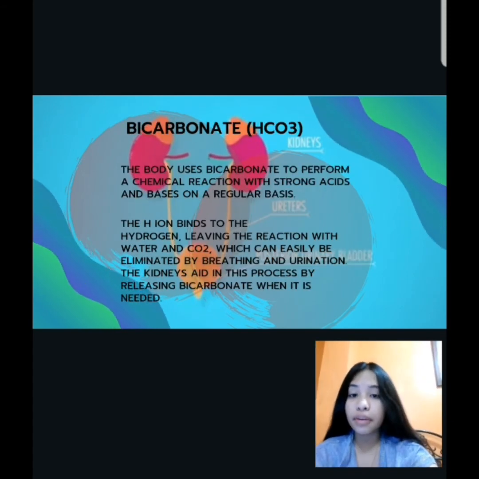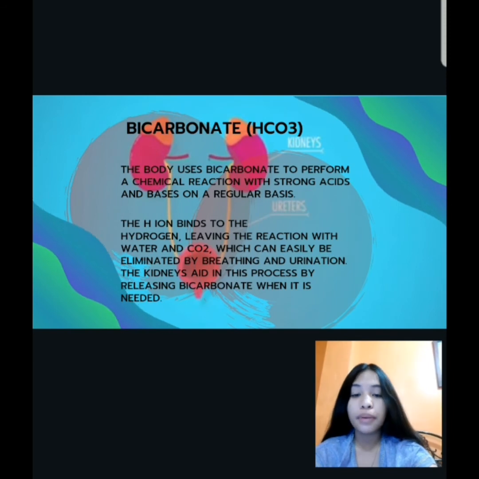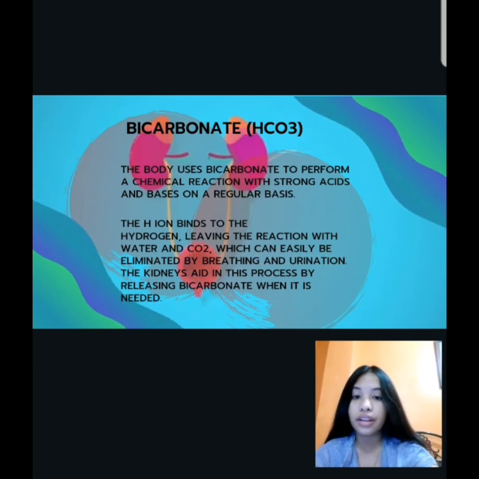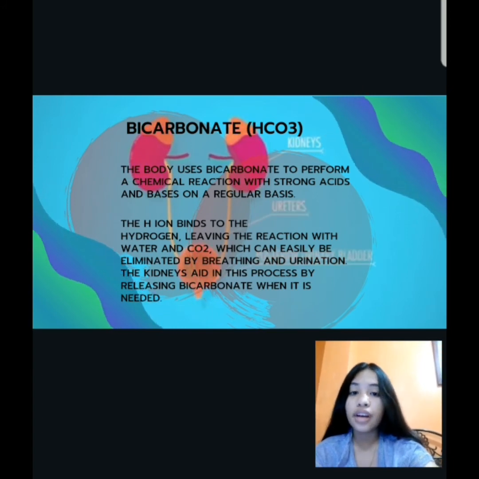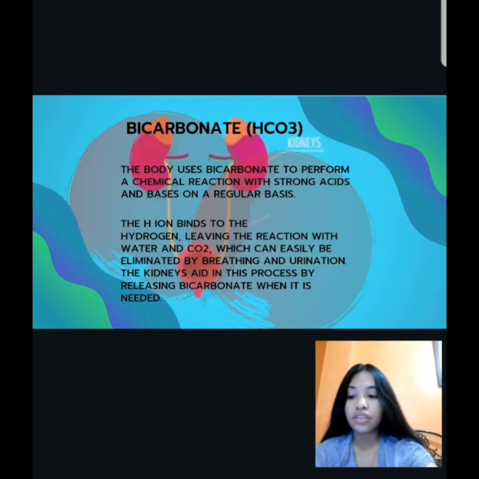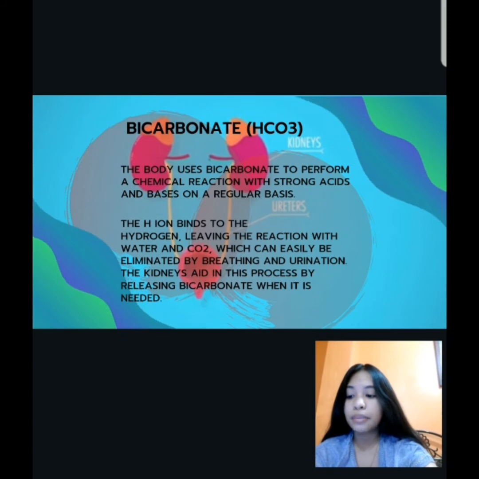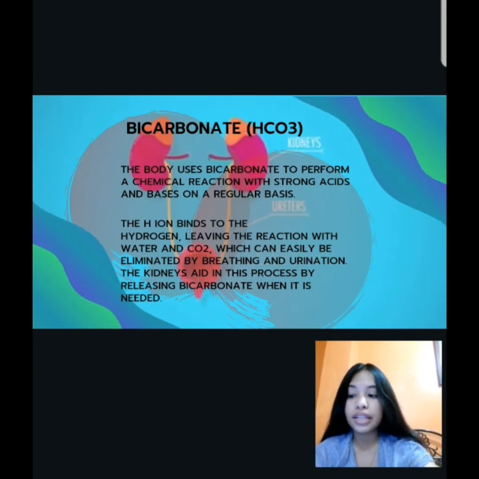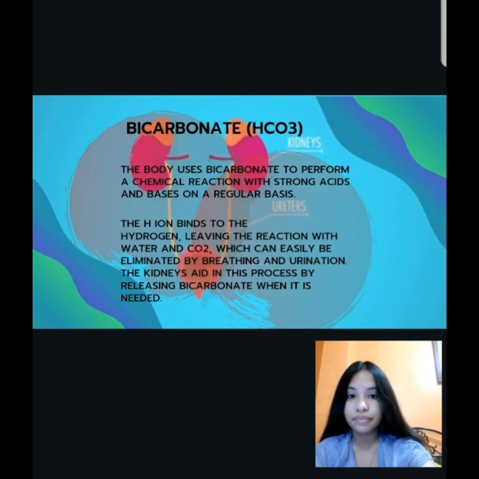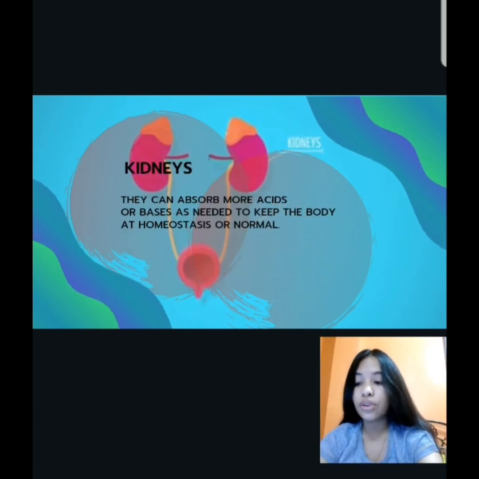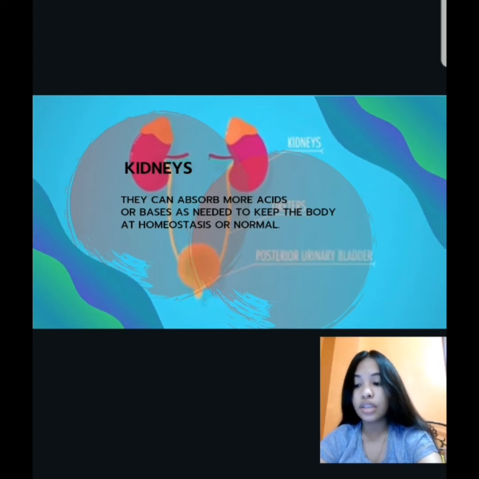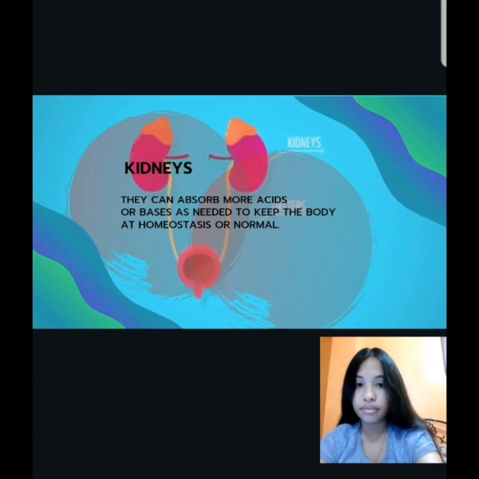The most important chemical buffer is bicarbonate. The body uses bicarbonate to perform a chemical reaction with strong acids and bases on a regular basis. The H+ ion binds to the bicarbonate, leaving the reaction with water and CO2, which can easily be eliminated by breathing and urination. The kidneys aid in this process by releasing bicarbonate when it is needed. The kidneys are the third and final component to acid-base balance in the body. They can absorb more acids or bases as needed to keep the body at homeostasis, or normal.